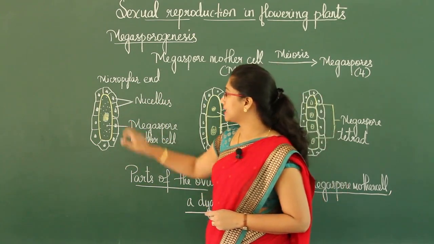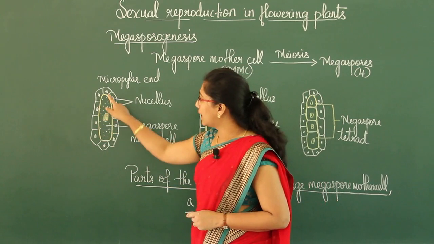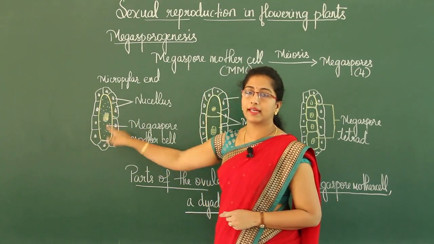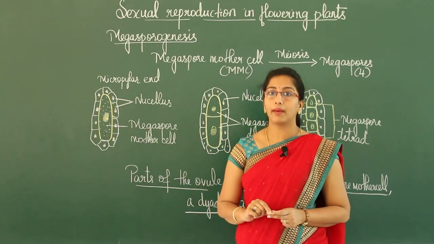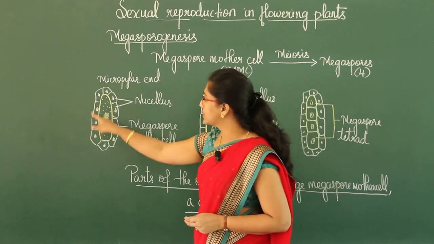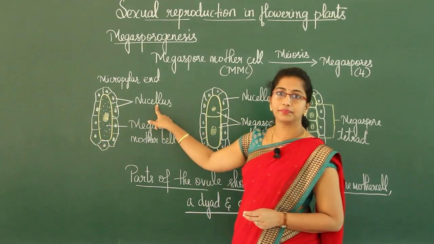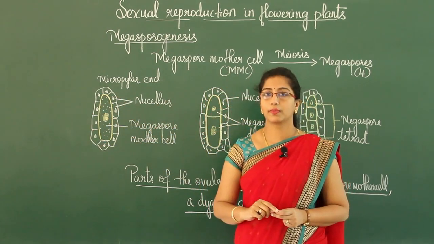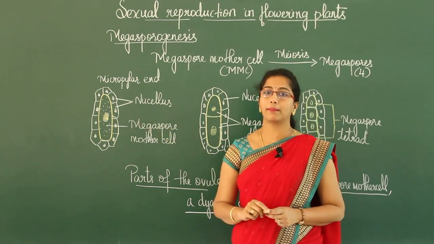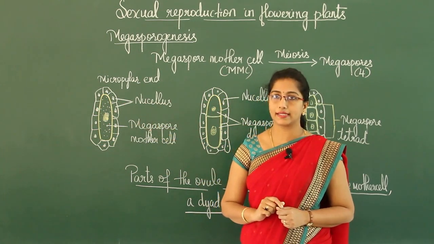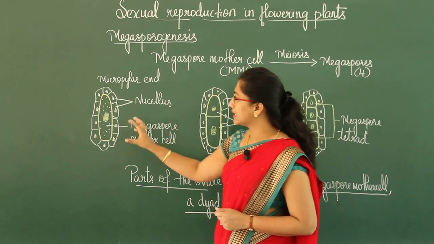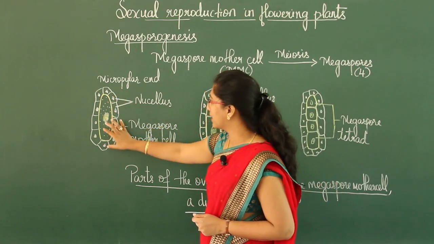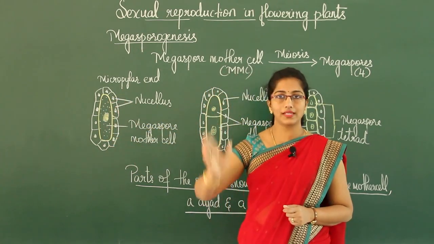So here in the first diagram you can see one large cell, that is the megaspore mother cell. What are the cells which are surrounding it? It is nothing but the nucellus, because this development is happening within the nucellus. Within the nucellus this one cell is becoming, see, I am not drawing the whole structure of the ovule.